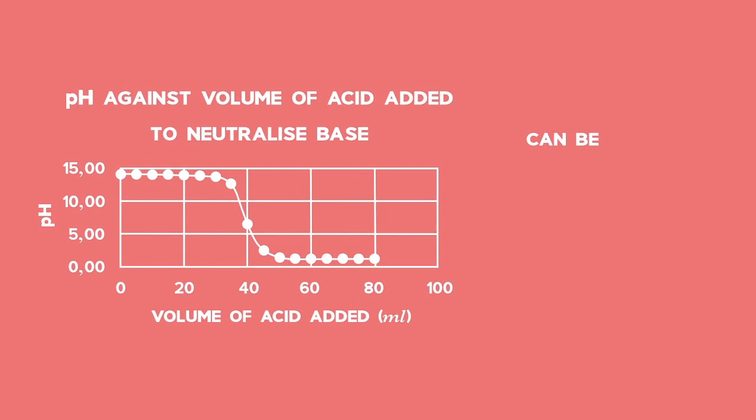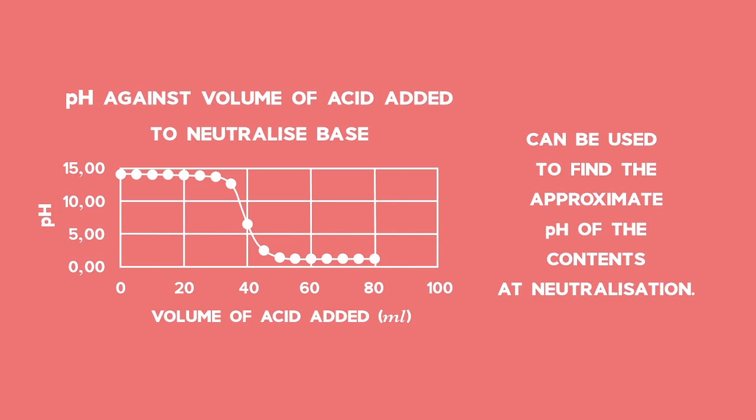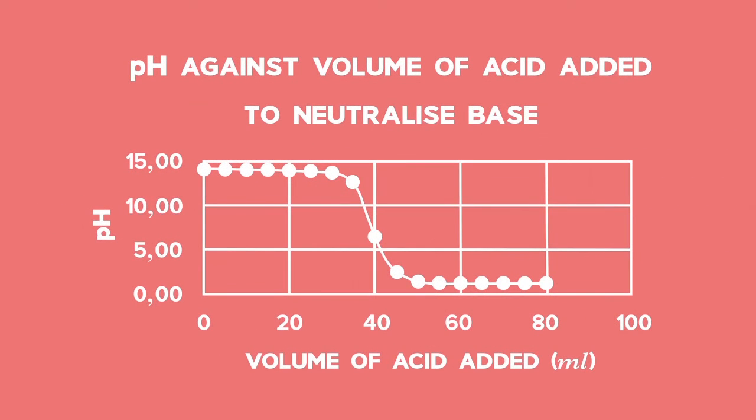pH curves can be used to find the approximate pH of the contents at neutralization. In this reaction, we see that halfway pH is about pH equals 7. We are ready to move on now to study neutralization in detail. Join us in the next lesson.